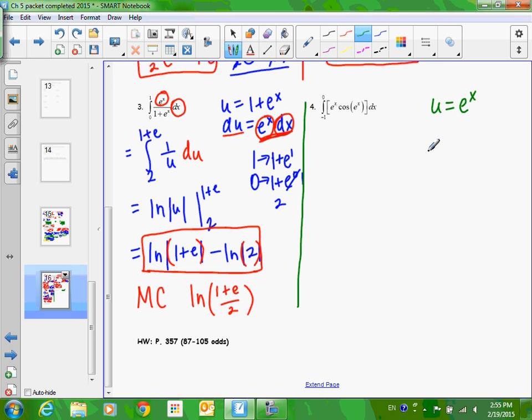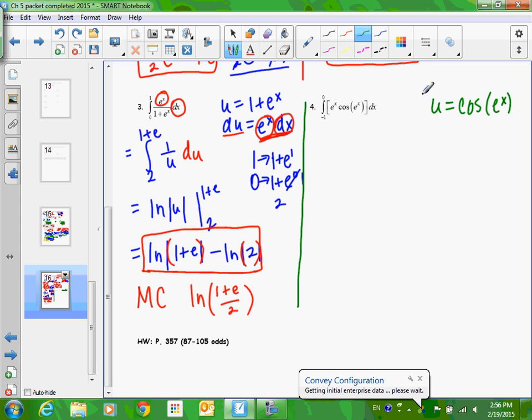Did anybody choose something else, though? I'm not saying this is wrong. What a common thing here is people want to let u be something else. I chose cosine e to the x, but I know it's wrong because then it becomes a negative sign. Right. Okay. So this wasn't a bad idea. A lot of people try this, and then you figured it out right away.